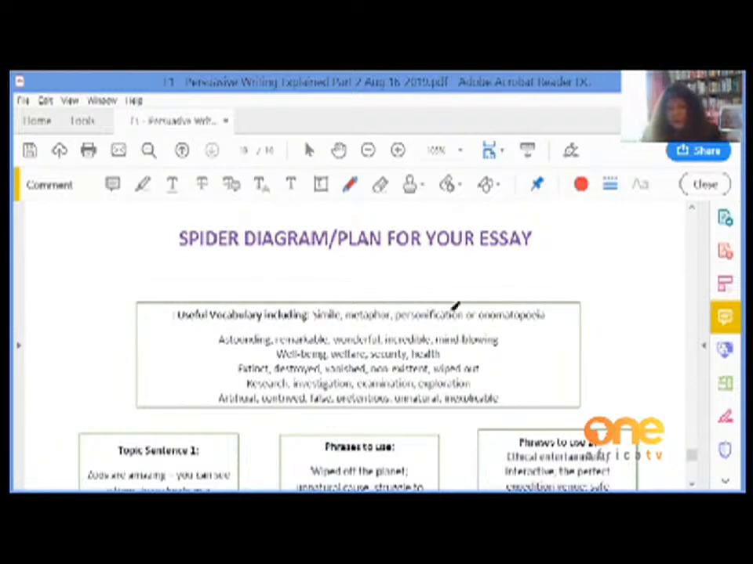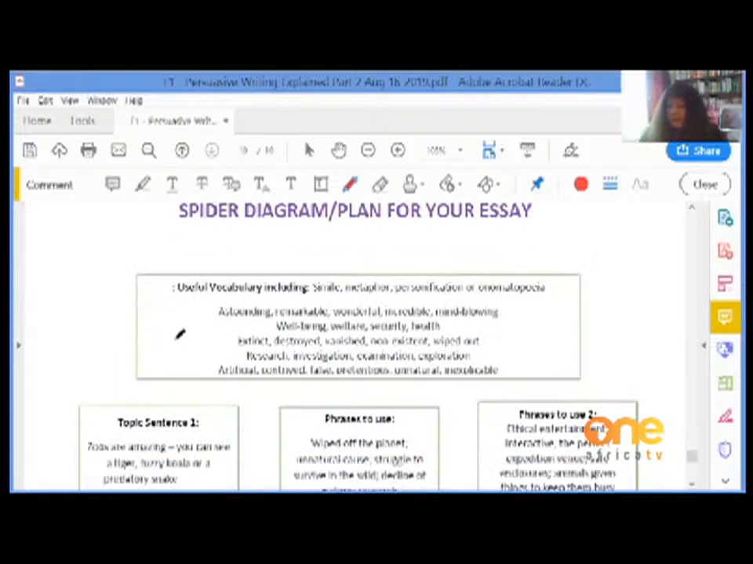Okay? First of all, the useful vocabulary that you might use. And you've always got to include a simile, a metaphor, personification, or onomatopoeia. So you can start thinking of those once you think of the vocabulary that you can maybe use. Okay? Look at this. Astounding, remarkable, wonderful, incredible, mind-blowing, well-being, welfare, etc. Extinct, destroyed, vanished, research, investigation, examination, artificial, contrived, false, pretentious, all those kind of words.